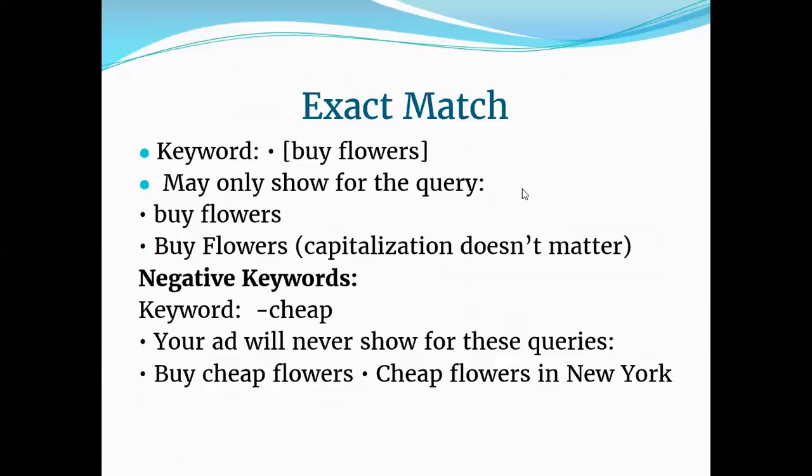We can match exact keyword. By flower, we can match only for by flower. Capital or small, anything, they will accept. Is it clear? I can show one example here.